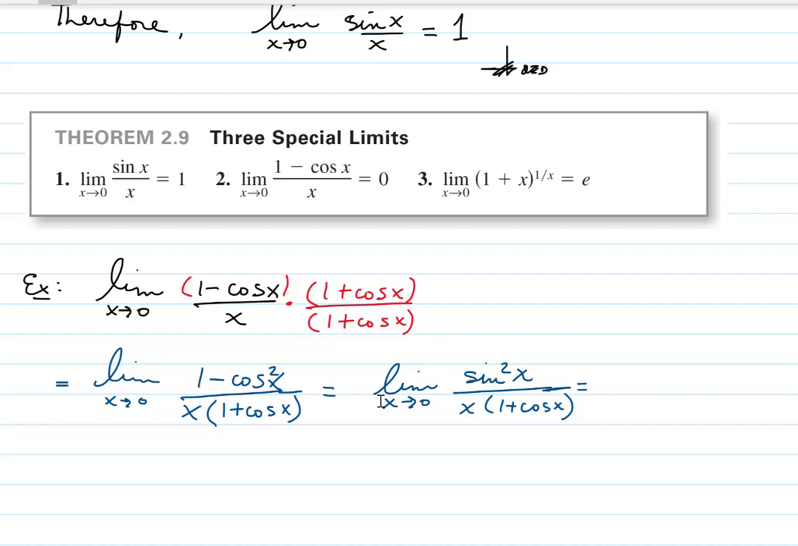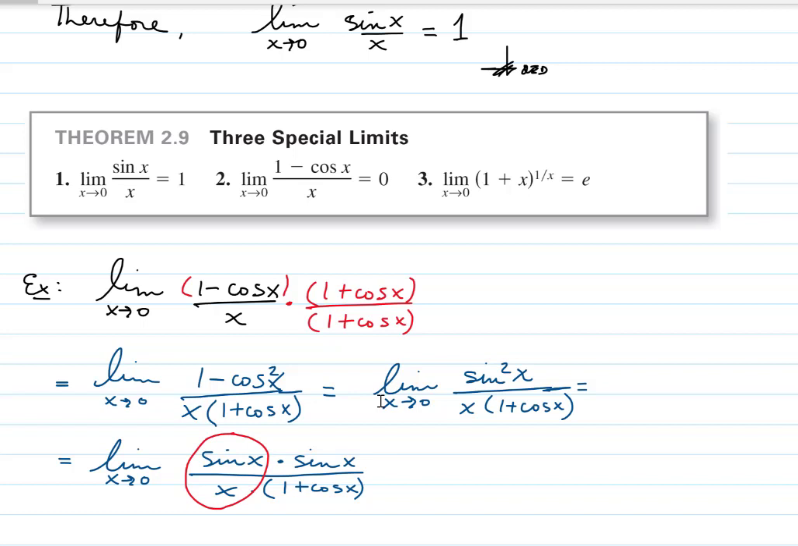Okay, so here's the trick. I'm going to go ahead and split the sine squared into sine x times sine x. I can do that because sine squared is just sine x times sine x. So I'm going to do sine x times sine x, and all of this is divided by x times 1 plus cosine x. Okay, notice how I purposely left this. I didn't distribute the bottom because I think you can see it now, right? Notice here we have the special limit that we just proved, and the other part is just going to be really easy to evaluate, right?